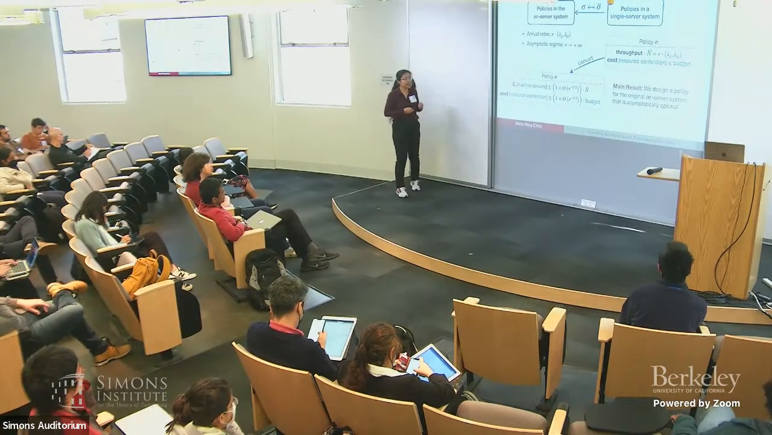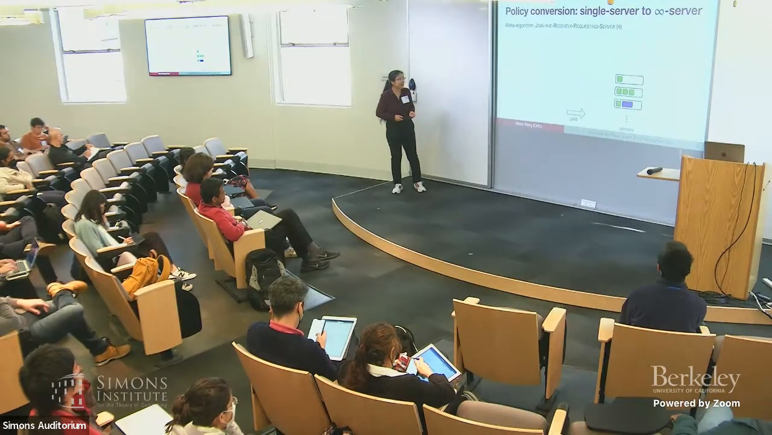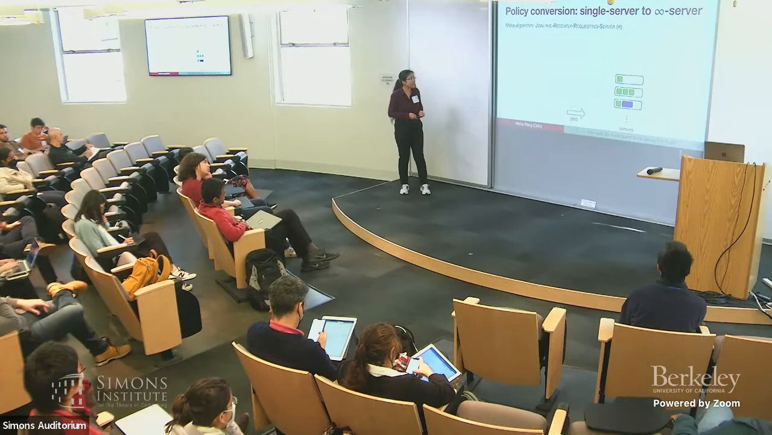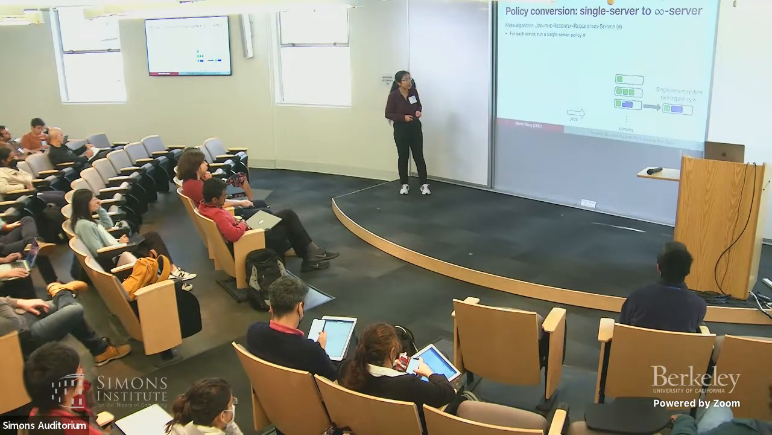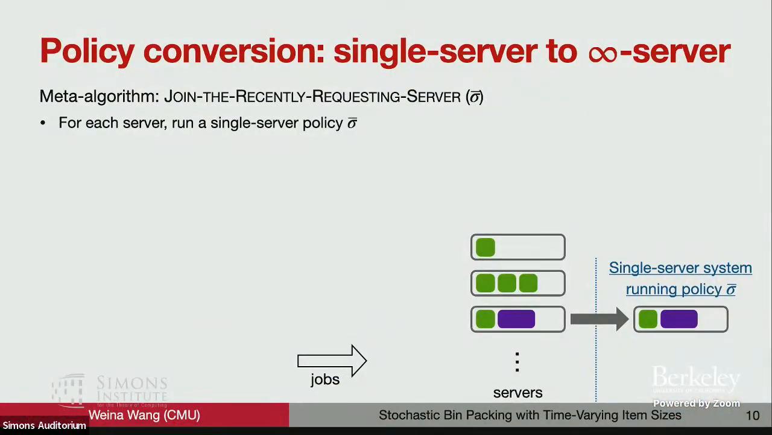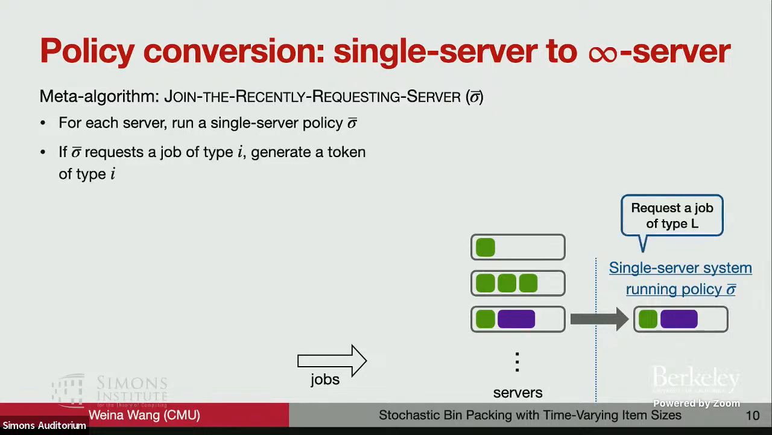Great. So now I'm going to finally tell you how we actually do the conversion. So here's our algorithm. For any server in the original system, let's take this server for example, we copy its state to a single server system, and we run this policy sigma bar on this single server system. At some point, this server says, I want a job of type L. Once it does that, we generate a token for the server in the original system, a type L token, and we put it there.